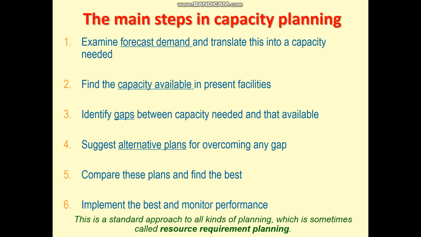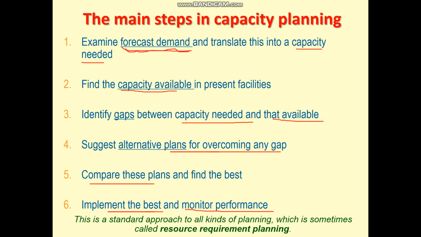So here are the main steps when you make capacity planning. First, you have to forecast the demand and translate it into the capacity needed. With that demand, how much capacity do we need? Then the second step is we find the capacity available in present facilities. The first step is we calculate what we need, and the second step is what we have. Then the third step, we identify the gaps between the capacity needed and the available capacity. And then we suggest alternative plans for overcoming the gaps between them. Then we compare these plans and find the best plan. After finding the best plan, we implement it and monitor the performance.